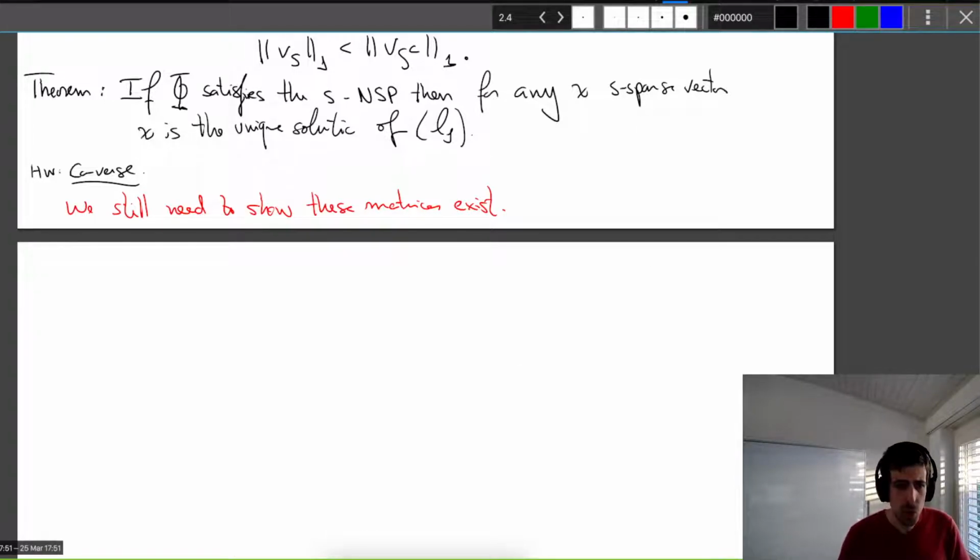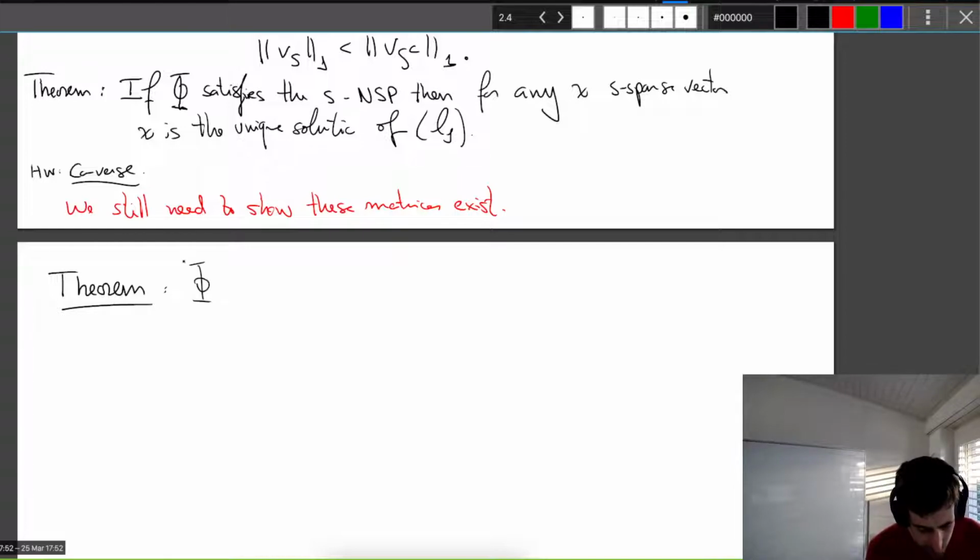Okay, so how are we going to prove this? The main theorem we're going to prove is, I'll now state it as a theorem and prove it rather than proving it and then stating it as a theorem. So, theorem. Let's say phi is a d by n matrix, and let's make it with unit norm columns.